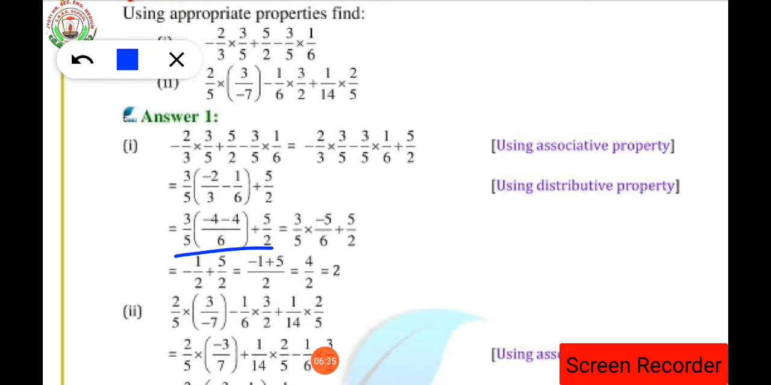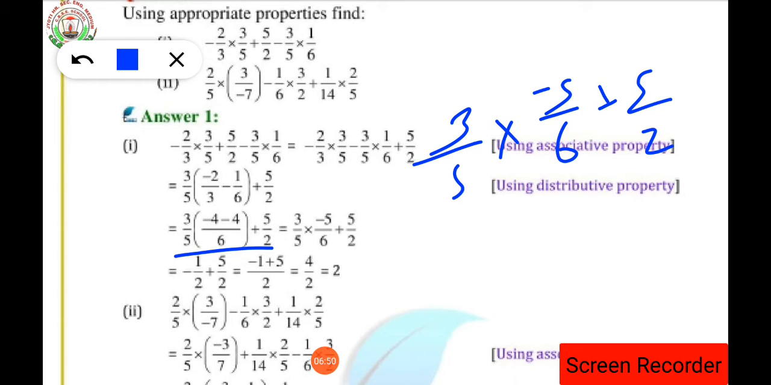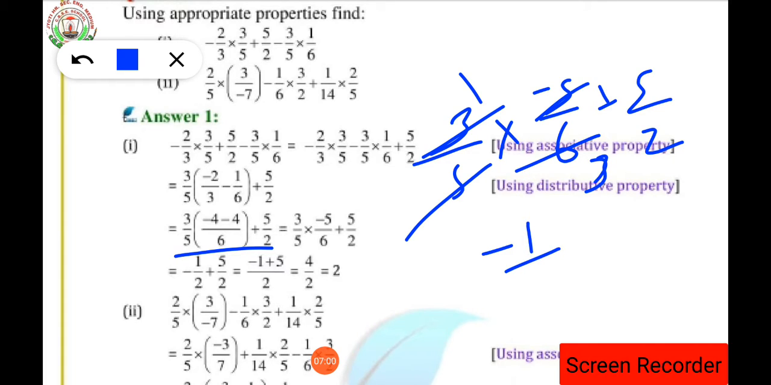Clear up to here? Then solving this part of the equation, we will get 3 by 5 into the number inside the bracket, minus 5 by 6 plus 5 by 2. Clear? Since it is multiplication, it can be cancelled: 3 and 5, 1 by 3 and 5 by 1, it will be cancelled. So what number are we having? 1 by, this is 2 times, isn't it? So minus 1 by 2 plus 5 by 2.